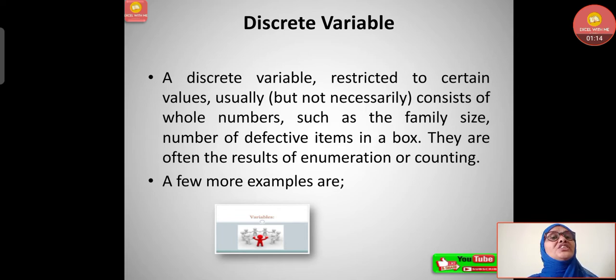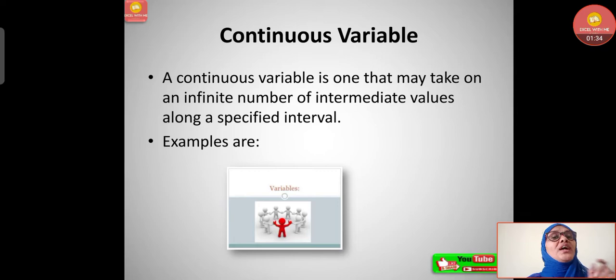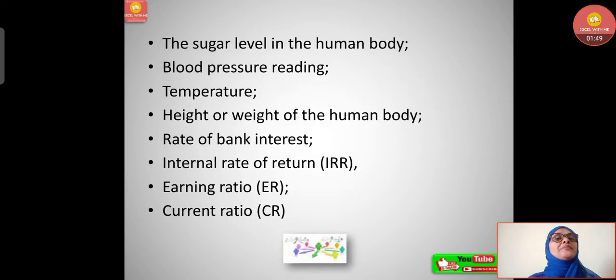Then we have understood the discrete variable, which consists of whole numbers, such as the family size, or a specific time period, maybe 12 months, 7 days or any specific period. Then we have understood continuous variables. A continuous variable is one that may take an infinite number of intermediate values along a specific interval, 0 to 10, 10 to 20, 20 to 30, that is infinite and continuous.